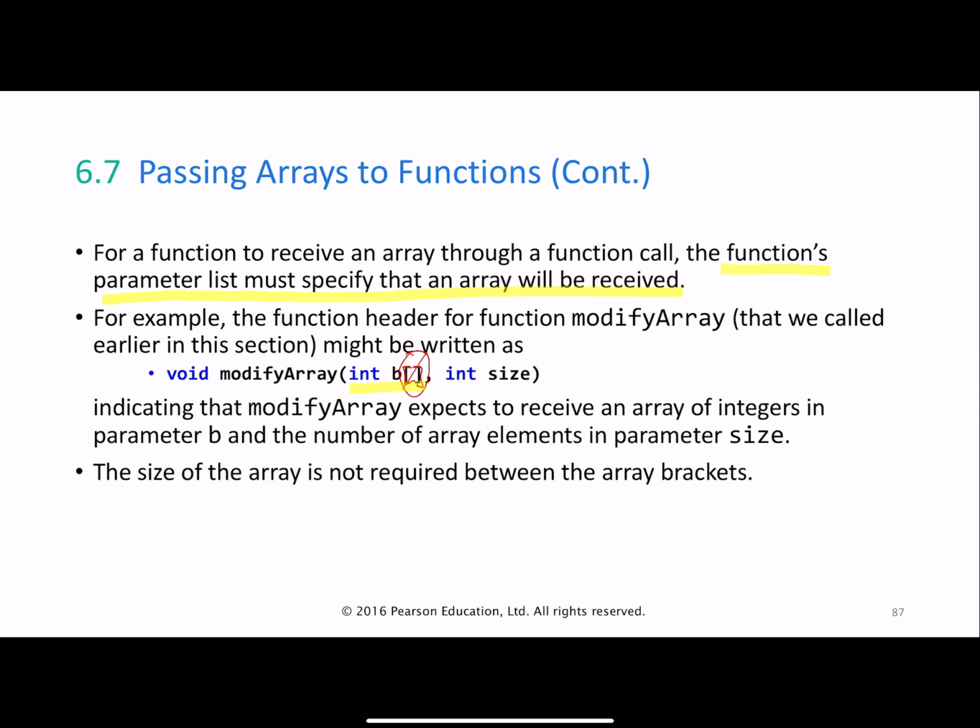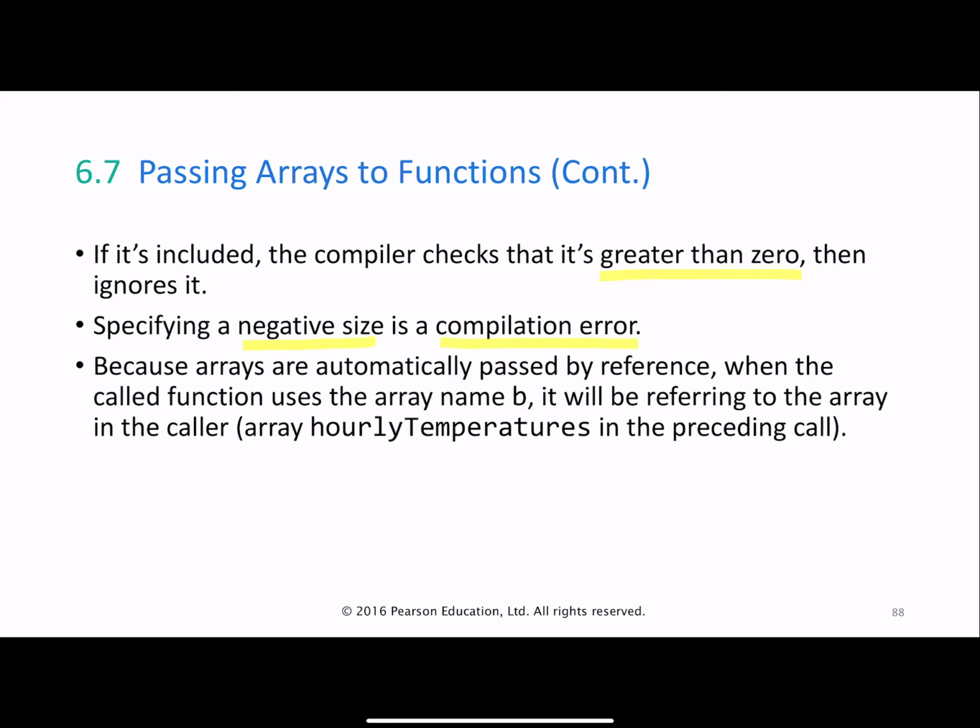It is not necessary to include the size of the array over here. That is meaningless. Even if you want to include a number, that's fine. All the compiler will do is check if that value is greater than 0. If it is, it ignores it. If the number that you put in is a negative number, you will get a compiler error. So just like in other functions, the called function may use a different name to refer to the array. That's perfectly fine.